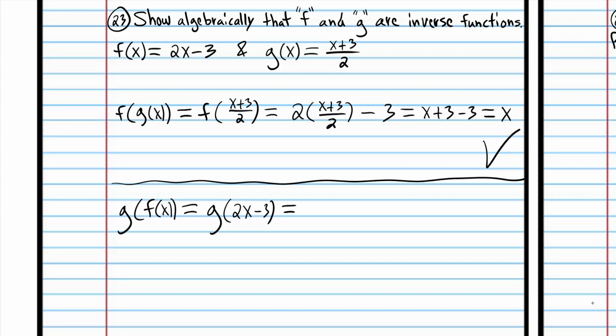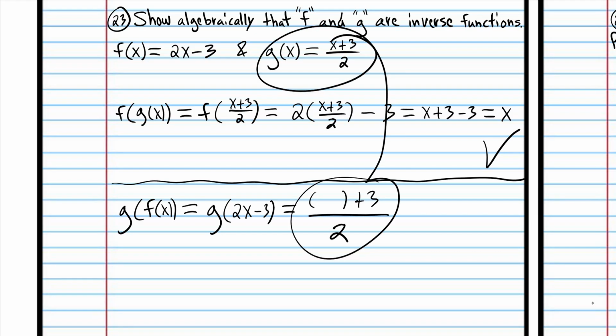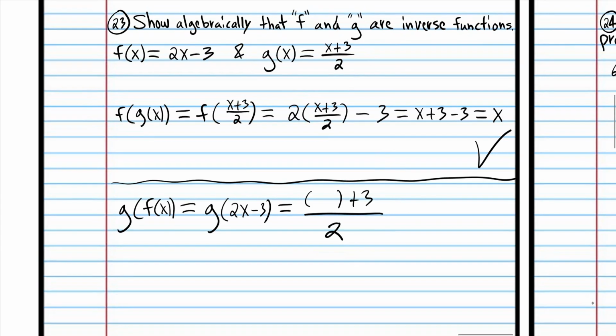So now we're going to write the g function, which tells us to plug in something and add 3 and then divide by 2. Isn't it true that this is the g function? Well, we're just plugging in f inside that function. So we're plugging in 2x minus 3. You don't really have to use parentheses, but the parentheses just help us to see that we're putting that inside that function.